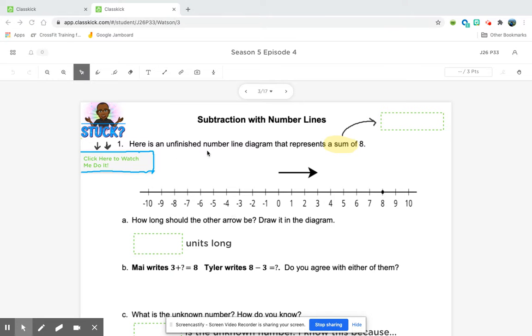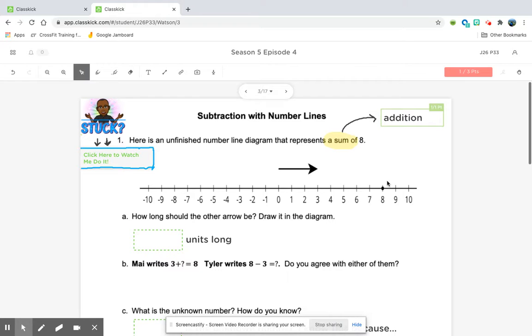So this is an unfinished number line that represents a sum of 8. And remember, difference means subtraction, but sum is going to mean addition. So just write that up on the top so you don't forget that. Sum of 8 means it adds up to 8. Okay? So if we know that this whole number line should add up to 8, you can think of it as like a relay race.